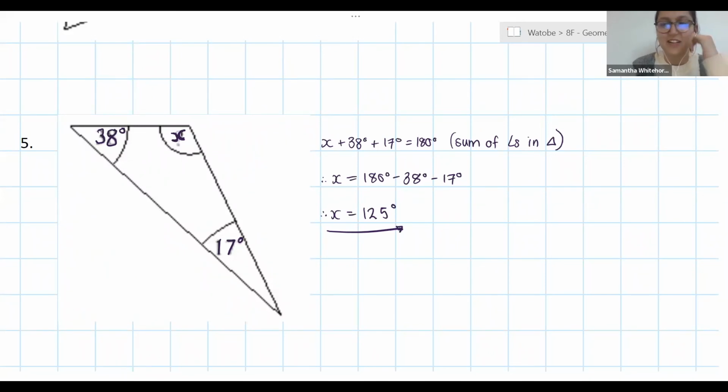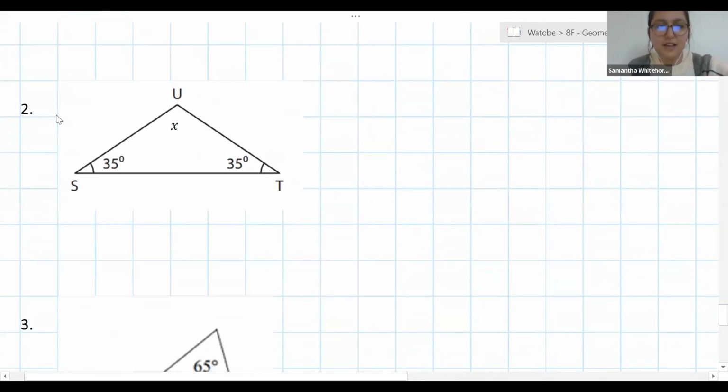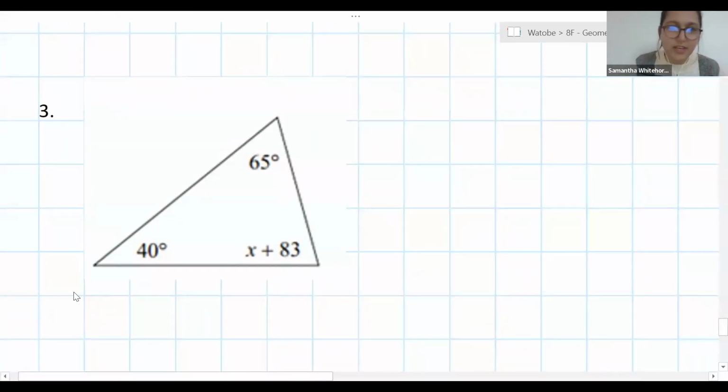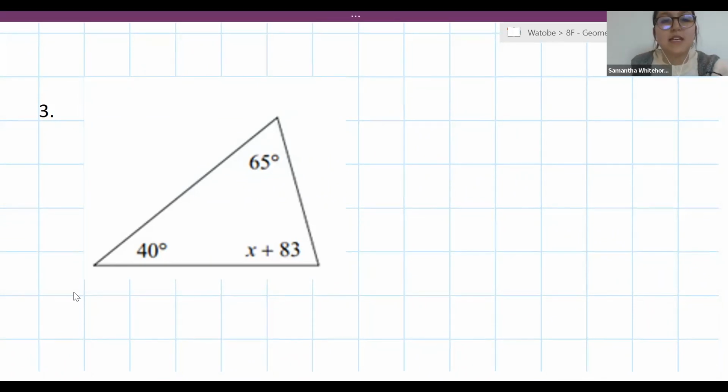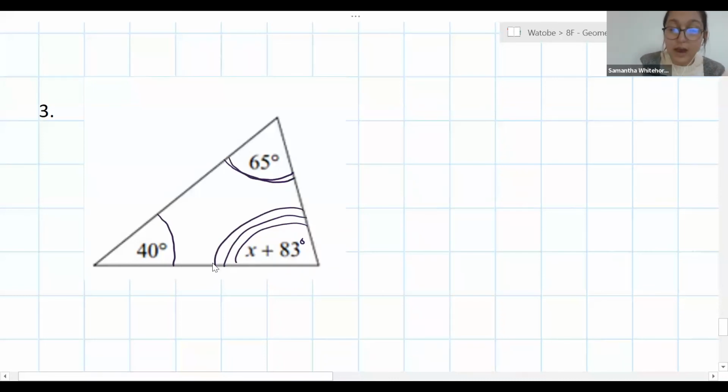Right, guys. So let us have a look. Ignore the brain break, we've obviously done it. I think it might be time for something a little bit step up. You can ignore the numbering. We've got our triangle here. We've got 40, 65, and then the whole angle down at the bottom is x plus 83. So this is my 40-degree angle, this is my 65-degree angle, and this is my 83-degree angle, just so that we're all clear. So I want from you, what is x?